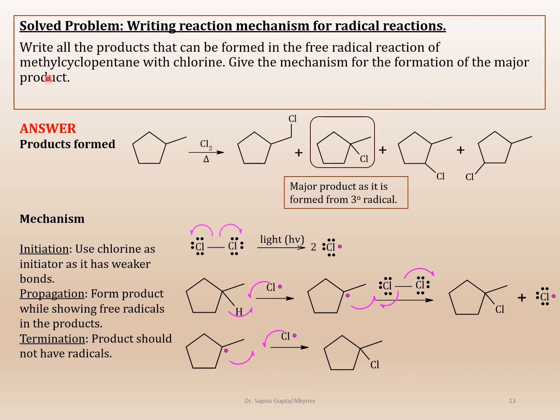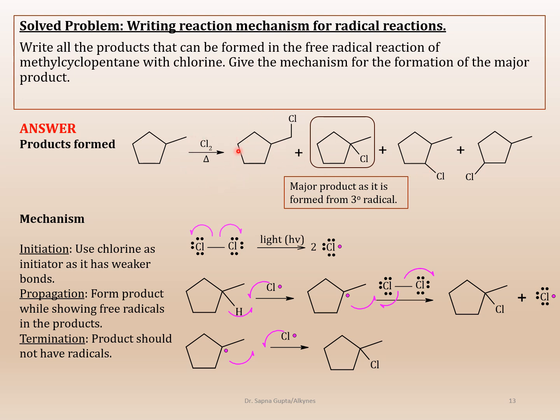Okay, solve problems. So let's see, mechanism and radical reaction. Write all the products that can be formed from the radical reaction of methylcyclopentane with chlorine. Give the mechanism for formation of the major product. Very typical kind of a question you can get for radical reactions. So the first part is forming the products, which is just actually writing all the constitutional isomers for methylcyclopentane, but putting chlorine in different places.